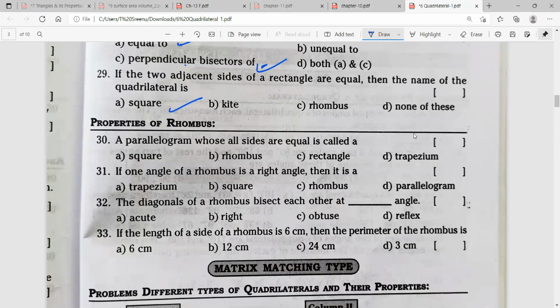Properties of rhombus. A parallelogram whose all sides are equal is a rhombus. If one angle of a rhombus is a right angle, it is a square. The diagonals of a rhombus bisect each other at right angles. The length of the sides of a rhombus is 6 centimeters, and the perimeter: just add 4 times 6, 4 times 6 is 24.